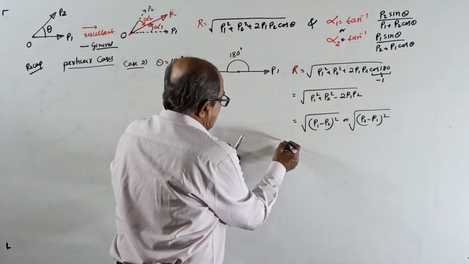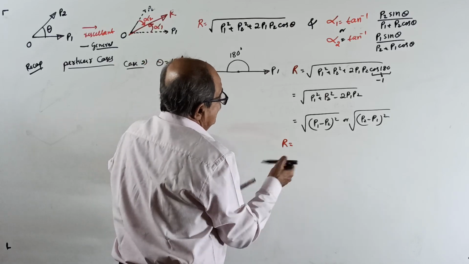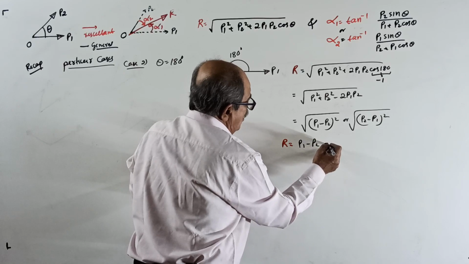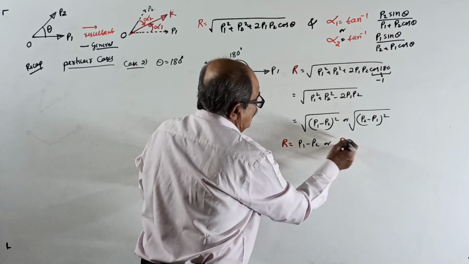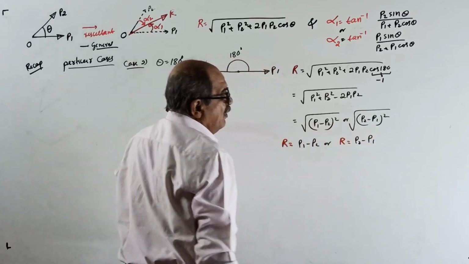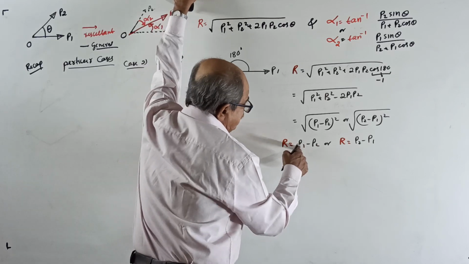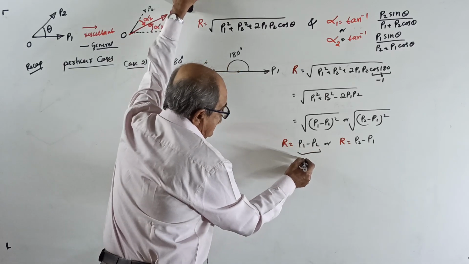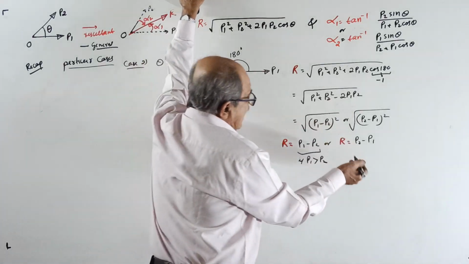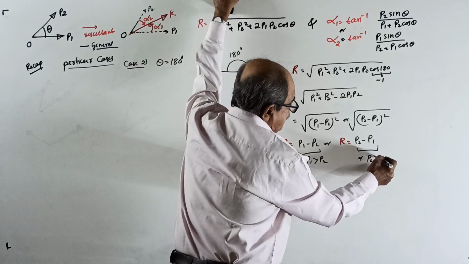So, your resultant R will be how much? Root of this is what? It is P1 minus P2 or resultant R equal to P2 minus P1. Now you have to apply logic. Resultant R is P1 minus P2, remember, if P1 is more than P2. Resultant R equal to P2 minus P1 if P2 is more than P1.